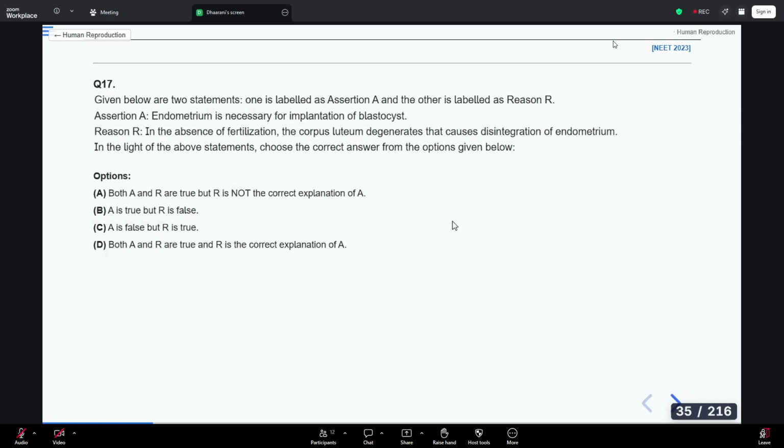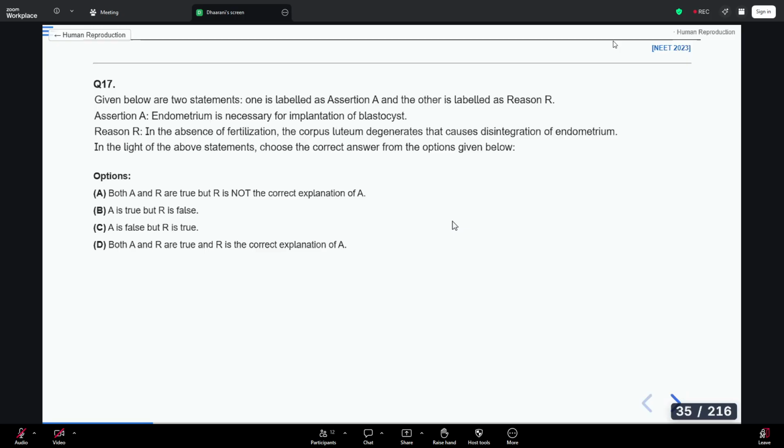Inner membrane of uterus. Okay, good. So what they have given here: endometrium is necessary for implantation of the blastocyst. Yes, endometrium is necessary for implantation of the blastocyst. What is the reason here? Absence of fertilization, corpus luteum degenerates, that causes disintegration of endometrium. So reason is also correct, right? It explains about the menstrual cycle. If fertilization does not happen, then menstrual cycle will start.